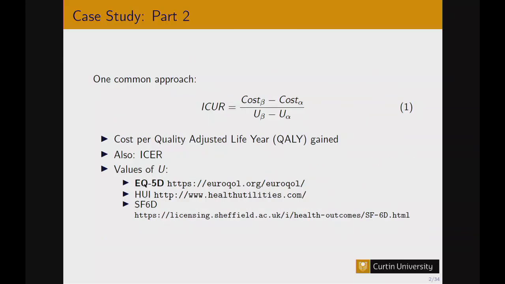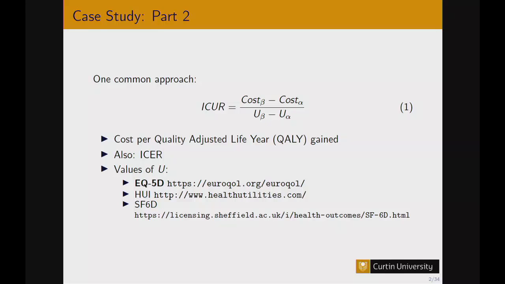So one common approach to problems sort of like this is to use something called an incremental cost-utility ratio, where you just compare the costs of your new treatment to the old treatment and the utility of the new treatment to the old treatment, and we'll construct something called a quality adjusted life year. You might have heard of this before. Another way of referring to these you might hear is an ICER, so an incremental cost effectiveness ratio. Now, what we need in order to use this formula is a value for these U, for utility.